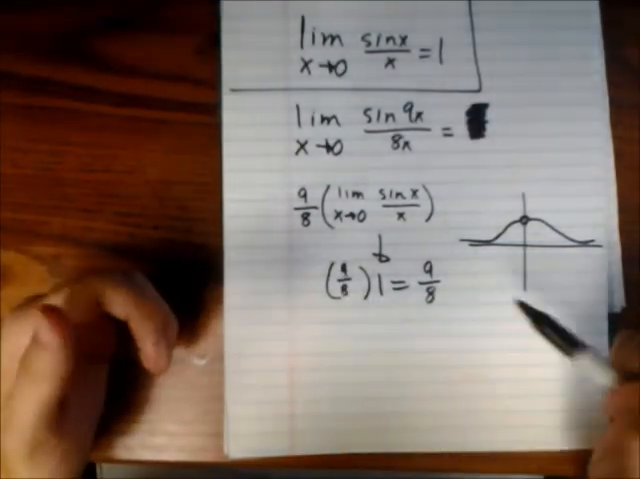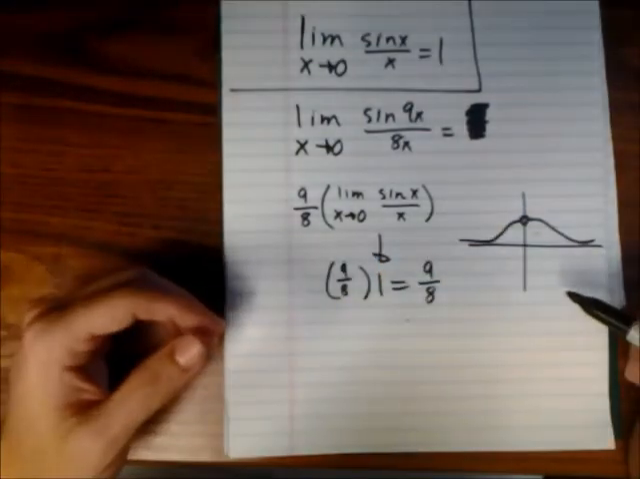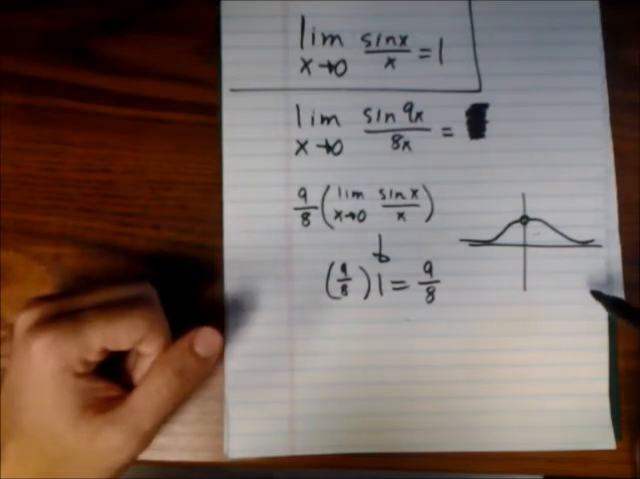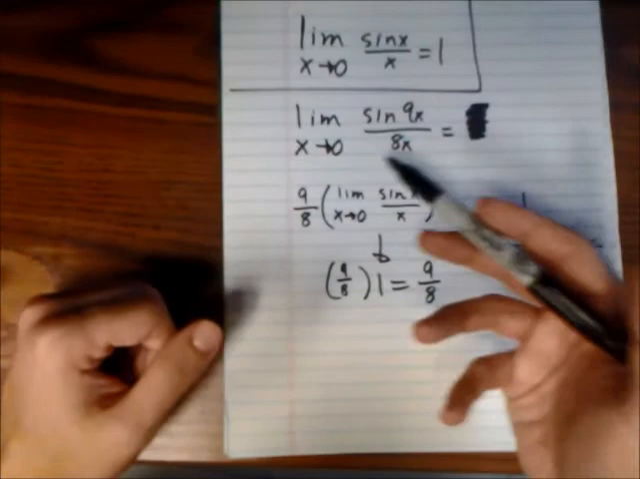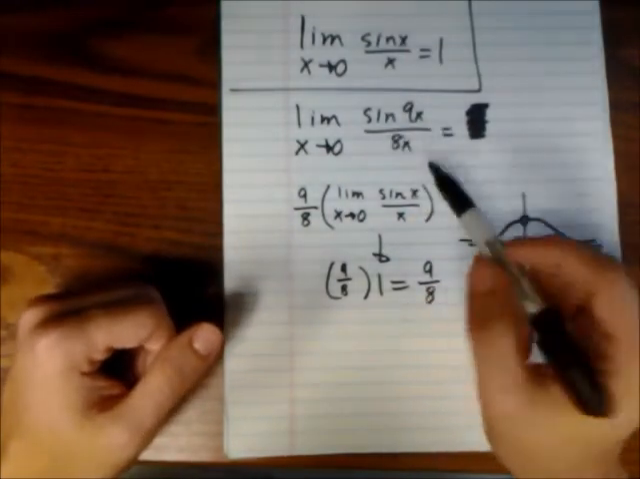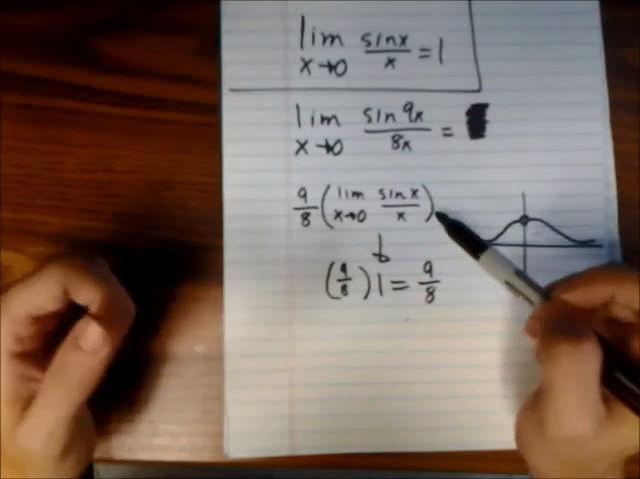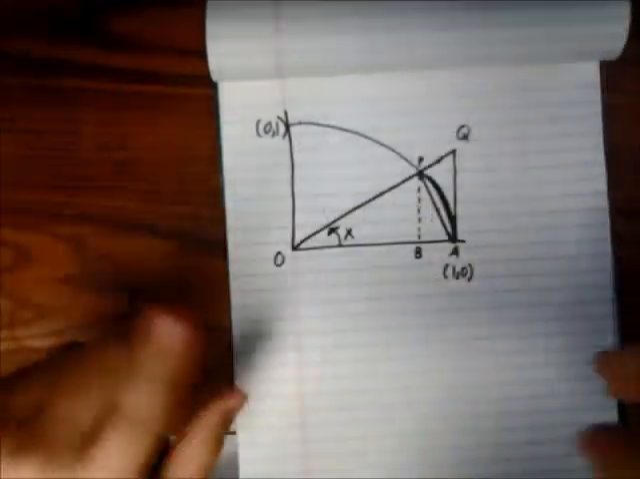But if you wanted to derive it by hand, you would use those triangles and the sectors OAP and OAQ, and that's how you get sine of x over x equals 1, and then you can solve really any problem with this sort of general format. And that's it for me, guys. See you later.